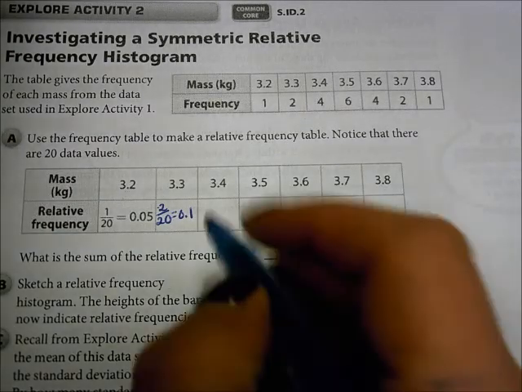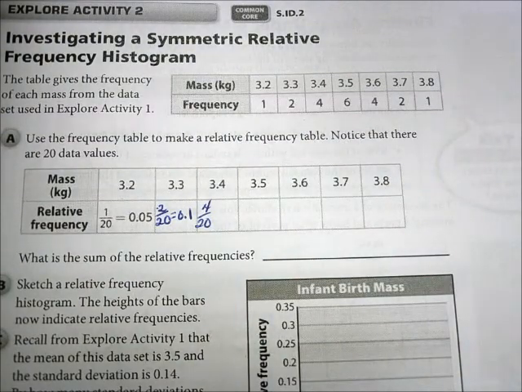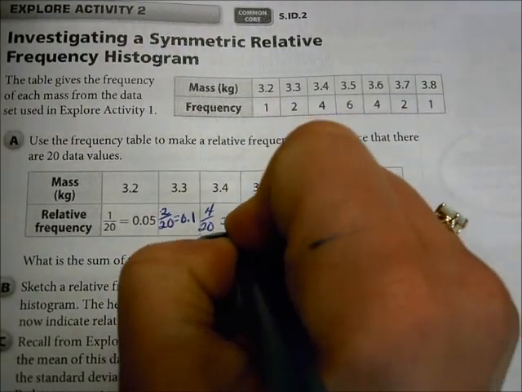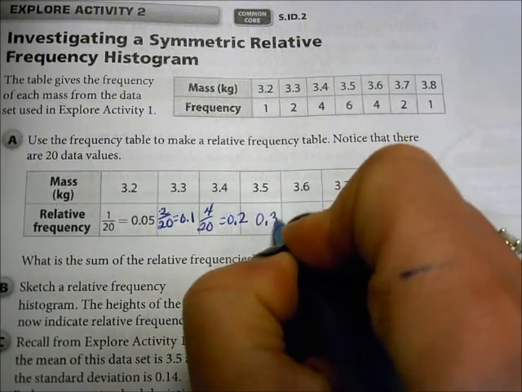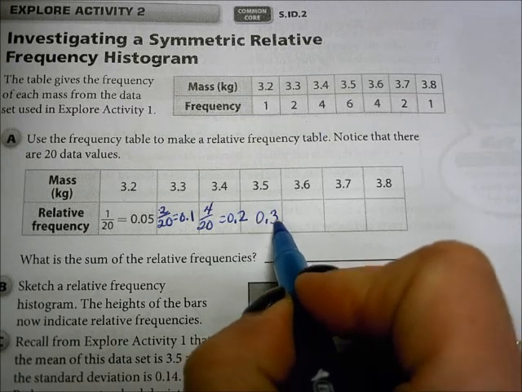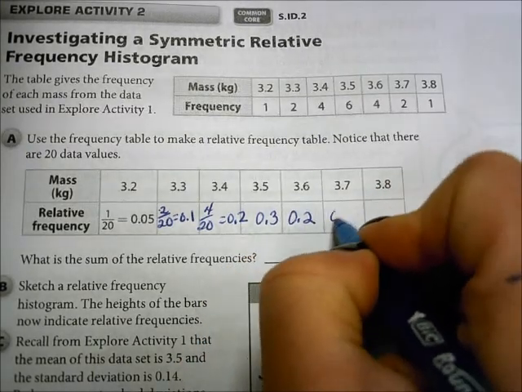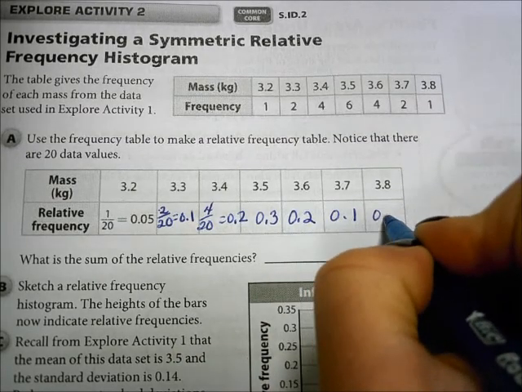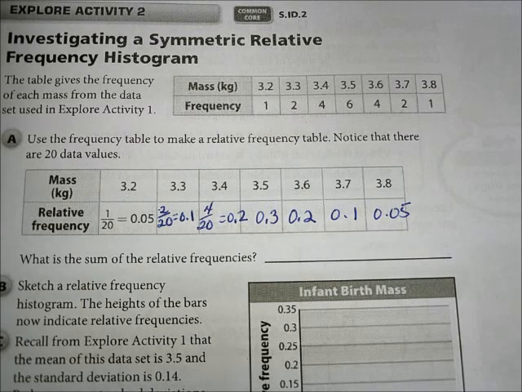So what we're going to do is fill in the relative frequencies for each of those. For 3.4, that would be 4/20ths, right? And 4/20ths is 0.2. For 3.5, it ends up being 0.3. This one is 0.2, 0.1, and 0.05 again for that last mass, okay?